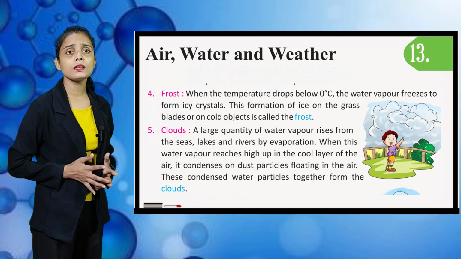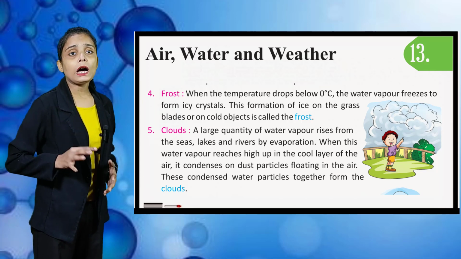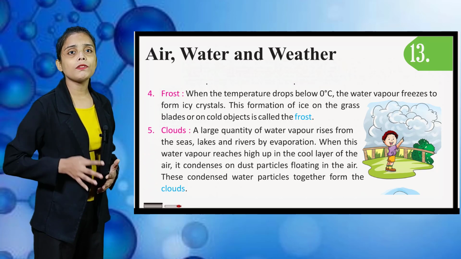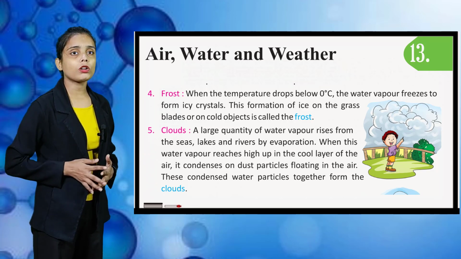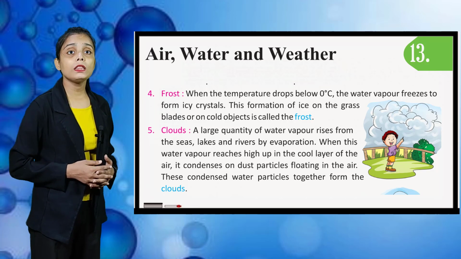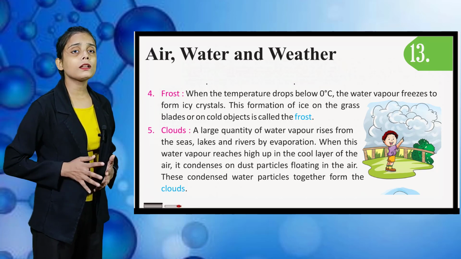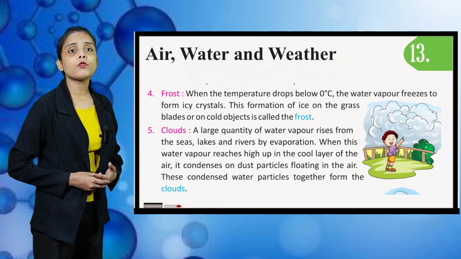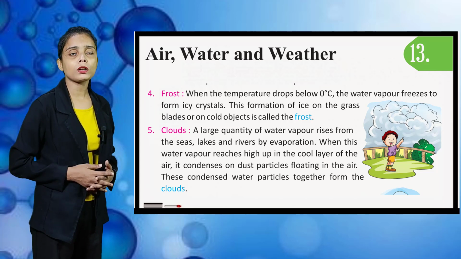So now next is clouds. A large quantity of water vapor rises from the sea, lakes and rivers by evaporation. When this water vapor reaches high up in the cool layer of the air, it condenses on dust particles floating in the air. These condensed water particles together form the clouds.